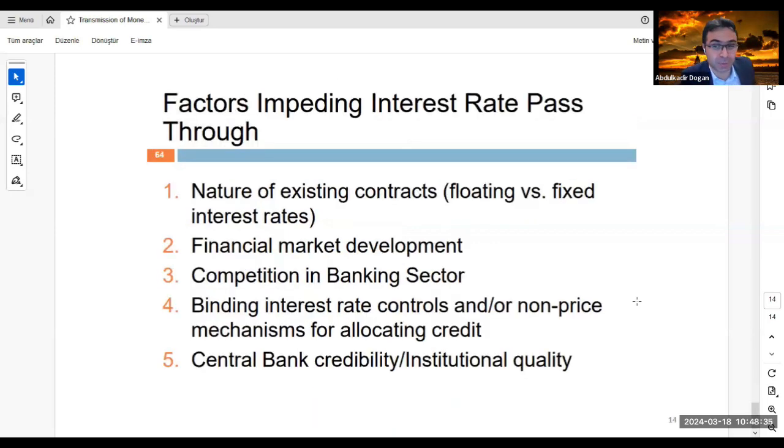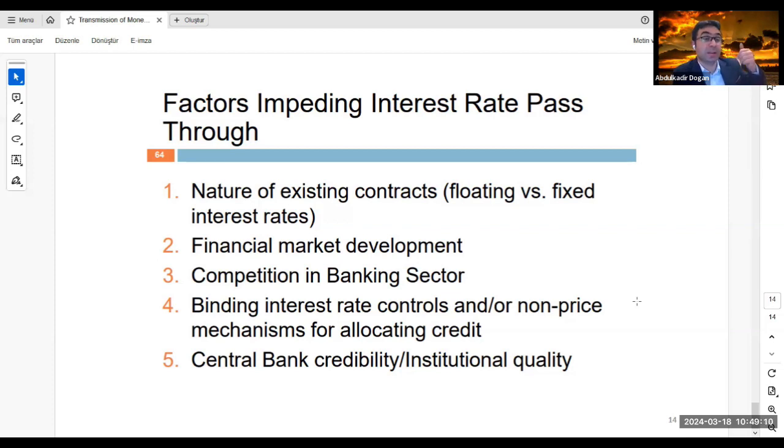And the last slide from my side is this. Factors that are impeding the interest rate pass-through effect. The first one is the nature of the existing contract, floating versus fixed interest rate. So interest rate can be floating in the interbank market, but it's fixed on the central bank side. Financial market development also really affects. If you don't have a deep financial market, then any sell or buy side condition will directly affect anything with a sharp condition.